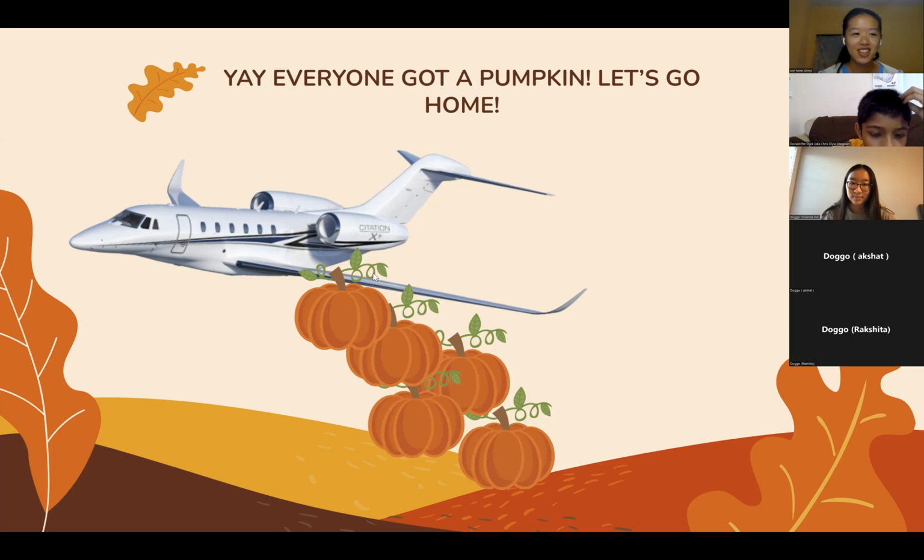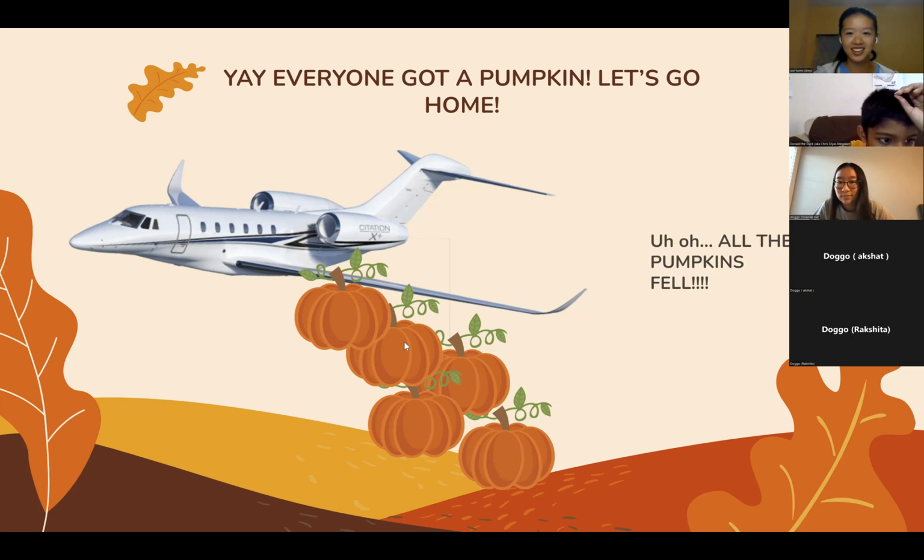All the pumpkins literally just fell out of the plane during takeoff. All the pumpkins fell off the plane, I know, right? We spent a long time going to the farm. We spent 3 hours waiting in the airport, and we picked out our best pumpkins. And now Sleepy Fox forgot to close the door, and now we lost all of our pumpkins. And so that's kind of sad.